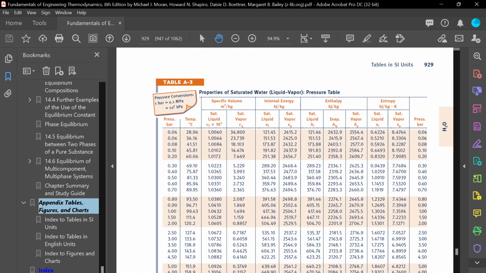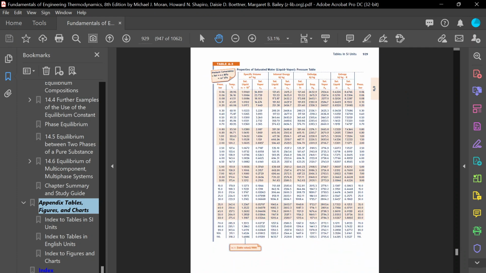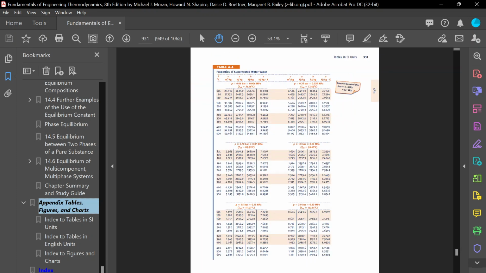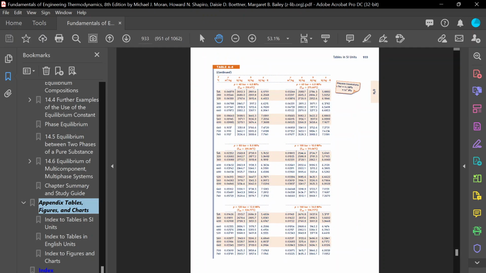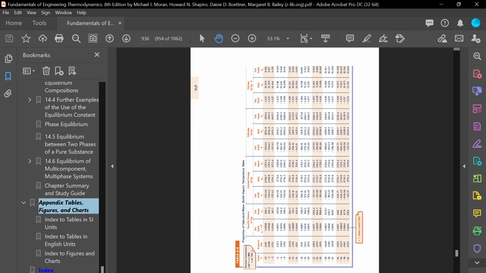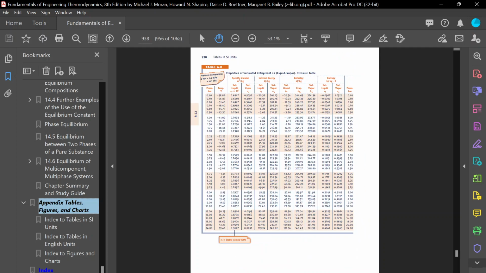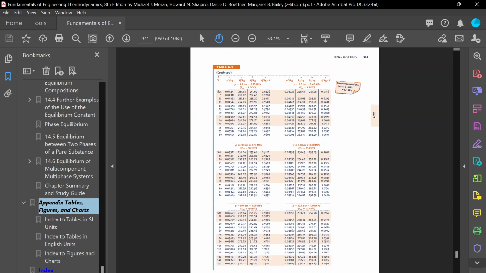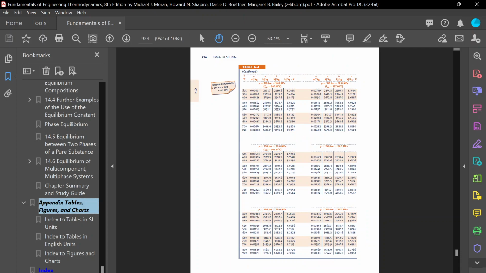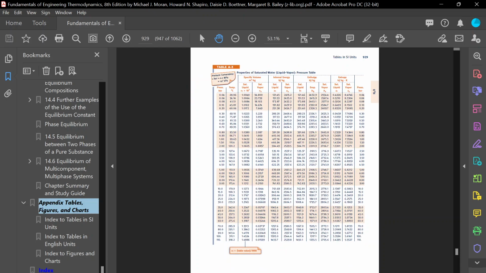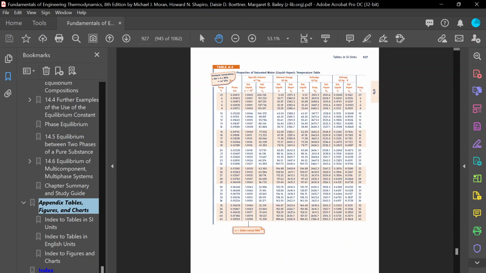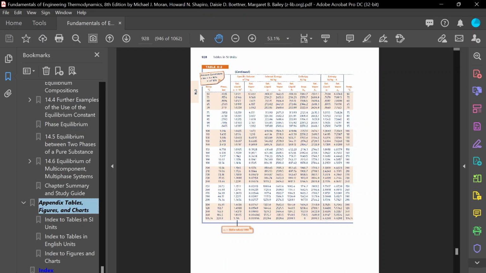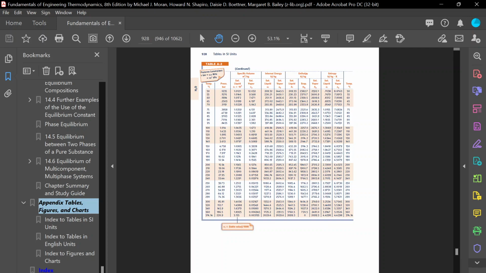We didn't do this last lecture, did we? No? It looks like you guys are not clear on what is going on here. So we need to find the properties of saturated water, right? Which table was it? Table A3, right? Temperature, pressure table, right?